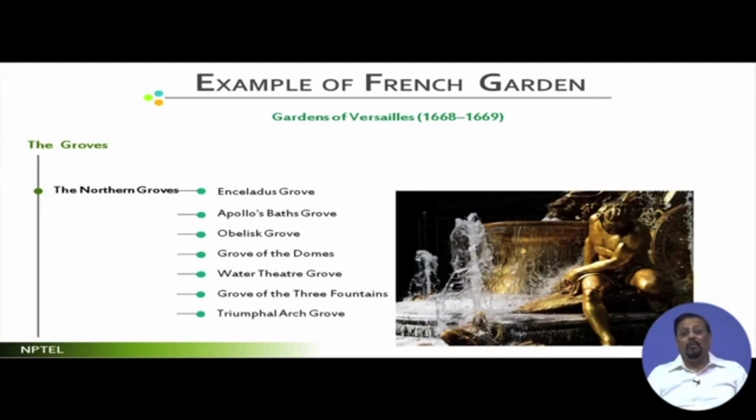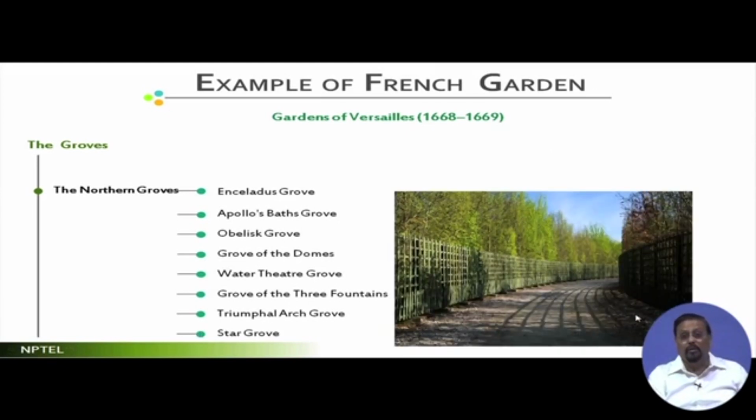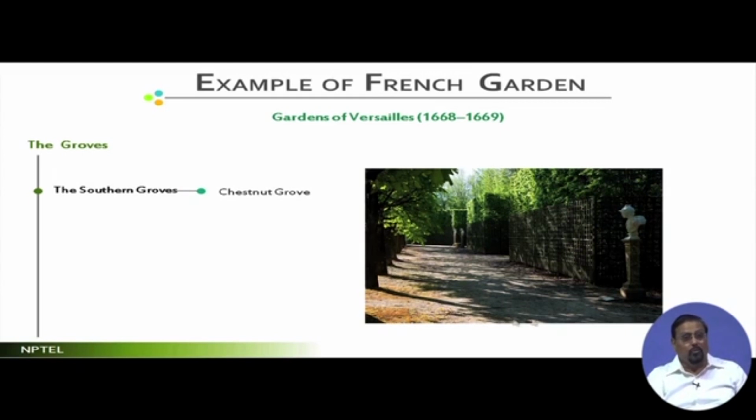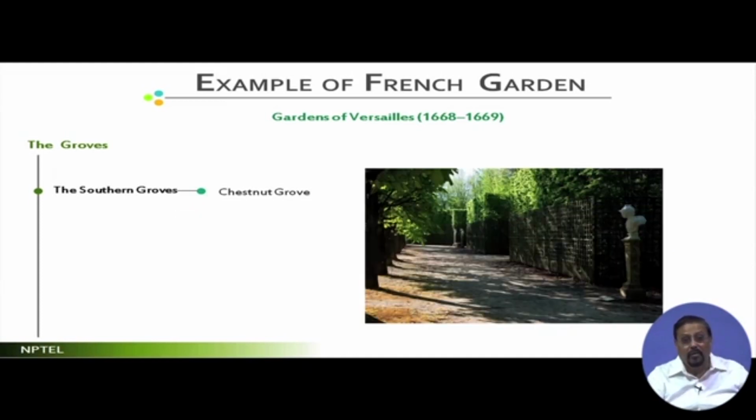And then the triumphal arch grove. This particular grove that has been created, grove is basically, again, whenever you look at a grove, you always see it with respect to a background of vegetation. So, all these are the examples that we saw. Even we have the star groves. The southern groves, that was the northern one. The southern groves include the chestnut groves, then the girandole groves. I think I should hold the picture for a little longer. Maybe you are missing it.